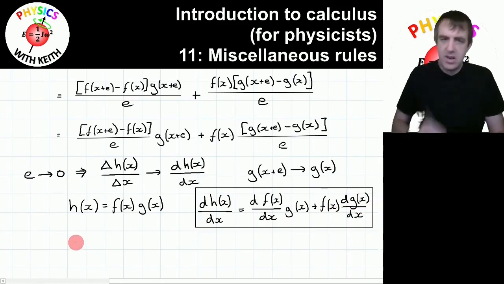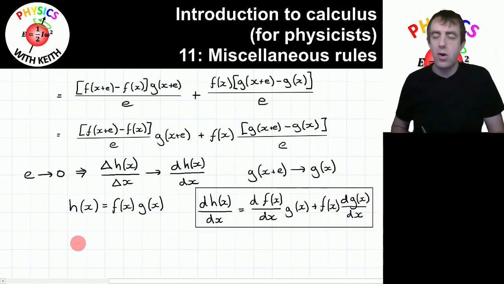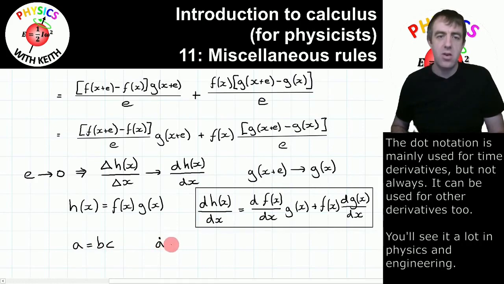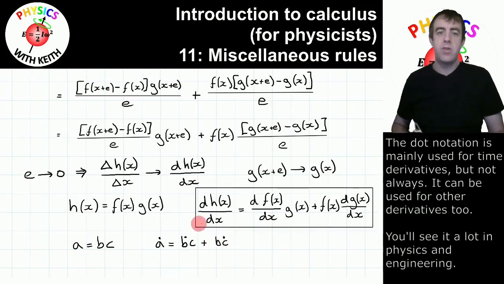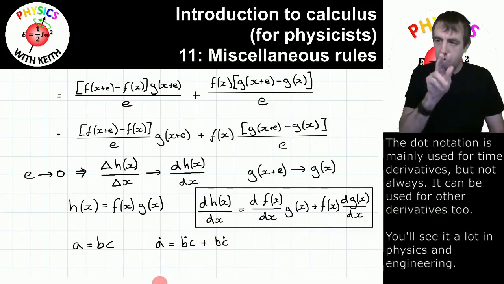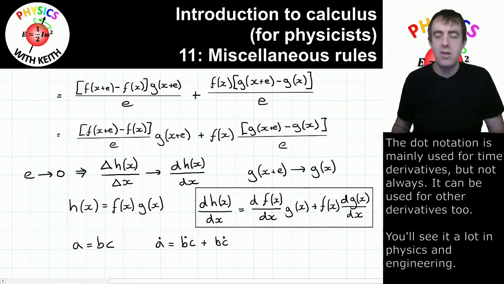There are some other notations that are sometimes used for derivatives. So if I say a equals bc, then we can say that a dot is going to equal b dot c plus bc dot. Because that's another notation that's sometimes used for derivatives, and two dots over the top would indicate a second derivative.